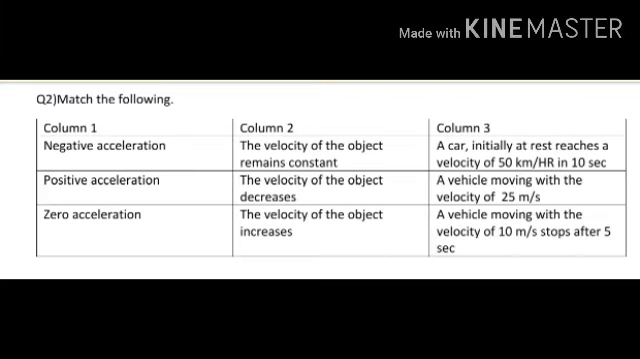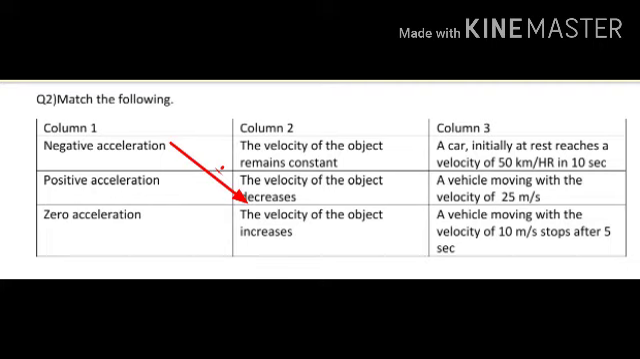Now second question, match the following. There are 3 columns given. You have to match column 1 with column 2 and column 2 with column 3. And the first, second and third should be correlated. So the first one is negative acceleration. What is negative acceleration? When the velocity of object decreases.